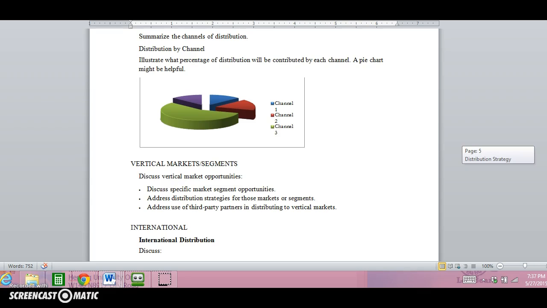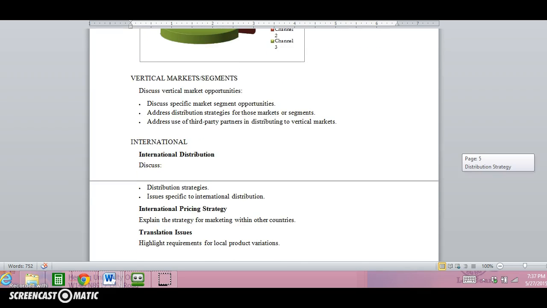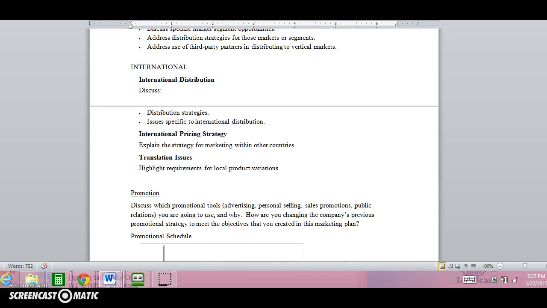Okay, in addition to that, you should include information about the vertical segments, meaning talk a little bit about your market segmentation strategy in terms of distribution. And what I mean is this: when you divide your target market into different segments, are you going to have to distribute the product to each of those segments differently? So for example, if you're going to have retailers, wholesalers, how does the distribution strategy differ based on the target market? And that's very important. In addition to that, when you go global, how does the global distribution strategy differ from your national distribution strategy? Again, very important, and keep in mind all elements of that as well.